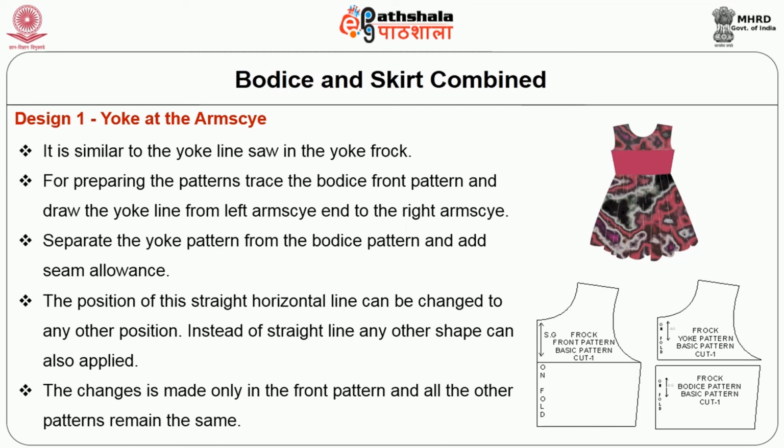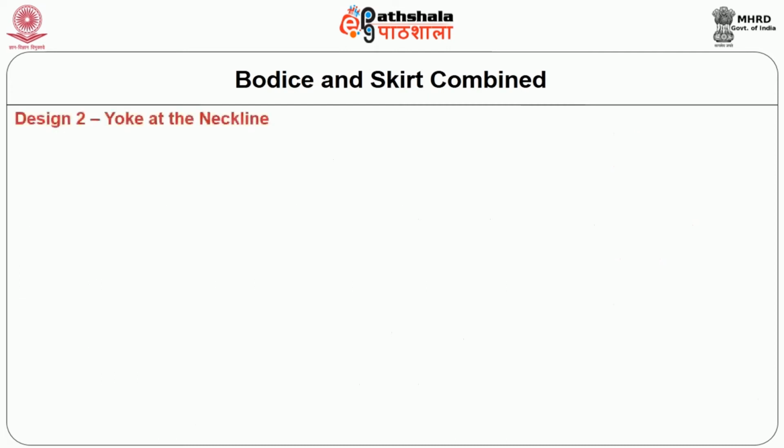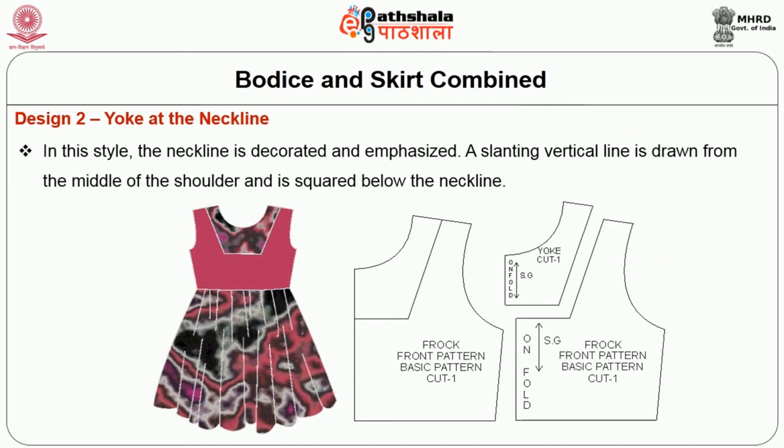So when you are sewing the yoke, it has to be stitched to the body's block, and then it has to be stitched as per the instructions I taught you when we were going through the skirt and body style. We are going to see the second design where the yoke is present at the neckline. In this style, the neckline is decorated and emphasized.